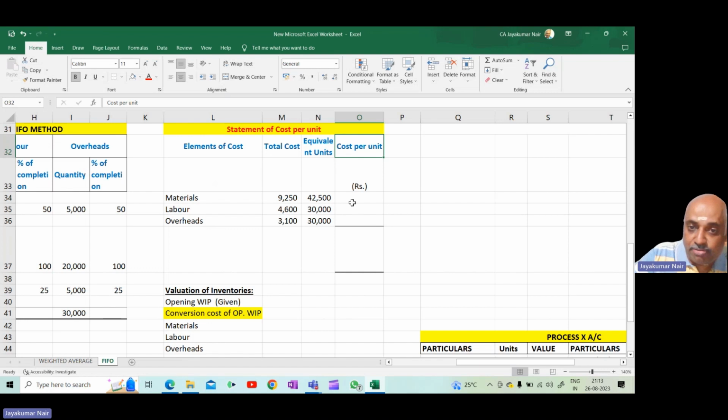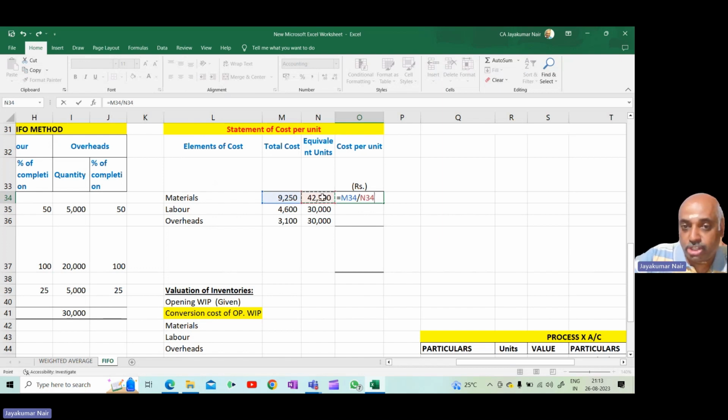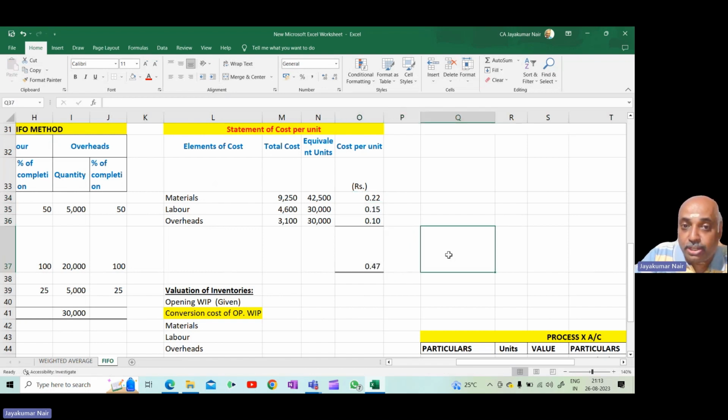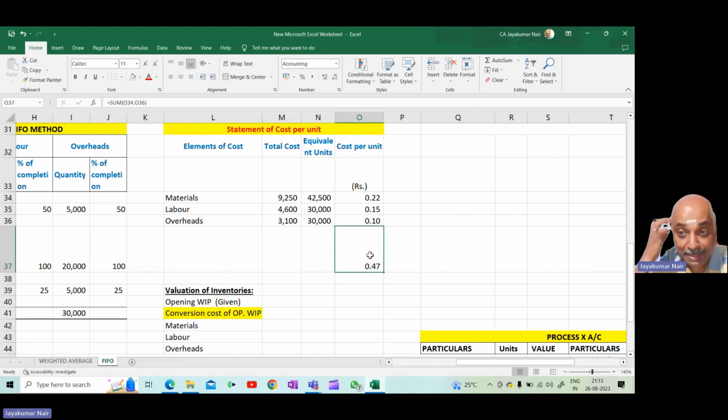What is the cost per unit? It is the total cost divided by the equivalent units. Cost divided by the number of units will give you the cost per unit. So I've calculated material cost is 0.22, labor cost is 0.15, and overheads is 0.1. If you add this, you'll get the total cost per unit. So if you have introduced and completed during this particular accounting year, the total cost per unit will be 0.47.